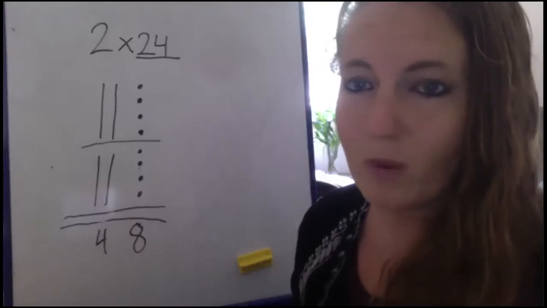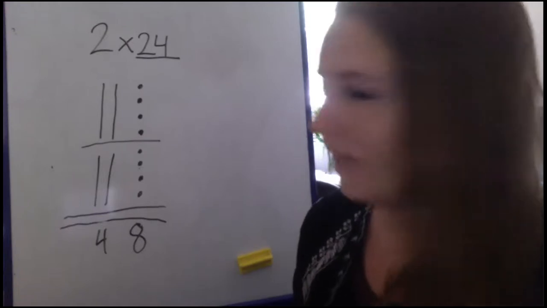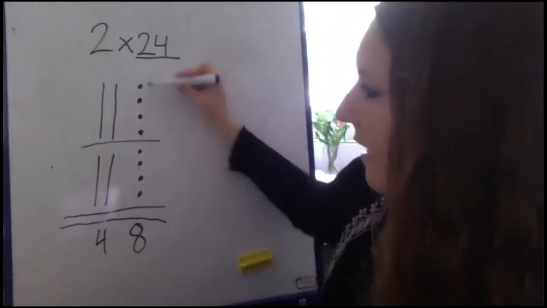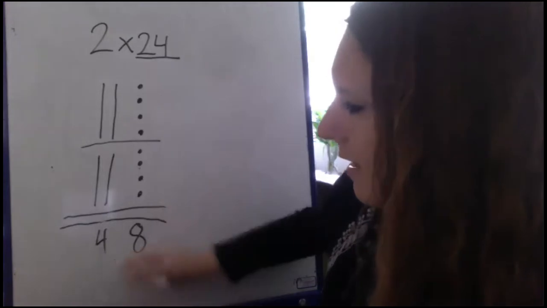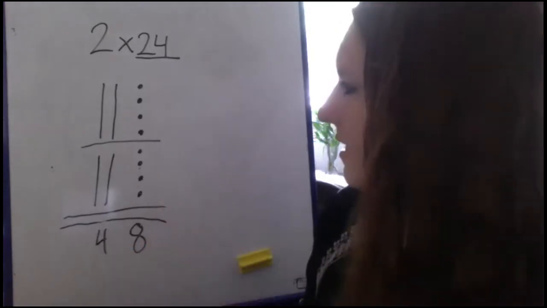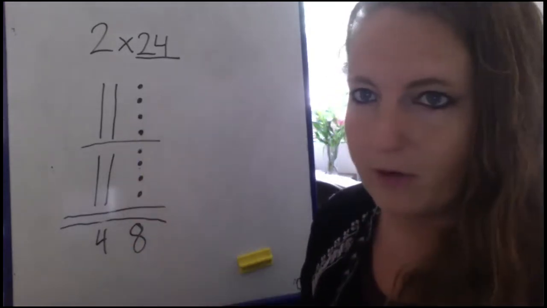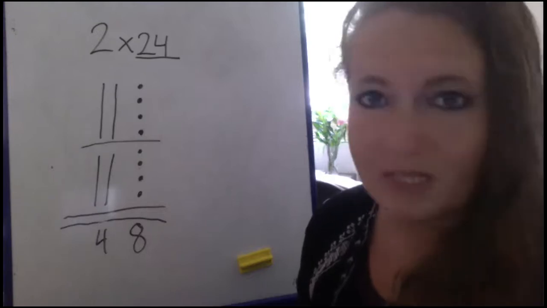Now this problem was quite nice because we didn't need to do any regrouping, which meant that this digit was less than 9, and this digit as well was less than 9. I didn't need to regroup into my other column, which means you could actually do this mentally as well.